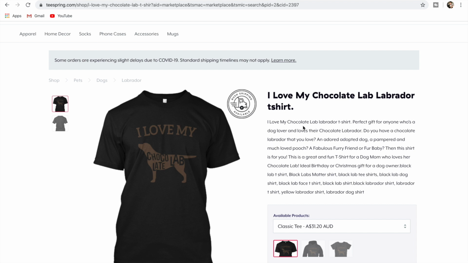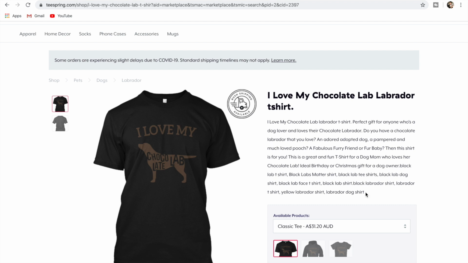So I love my chocolate Labrador. He's put it in there again. So that's 2 so far. 3 chocolate Labrador, 4. Let's have a look here. How many more? And then covering like dog mom. There's 5. So chocolate lab again, just there. Dog owner, black labs. So then there's heaps of keyword stuffing down the bottom here as well.